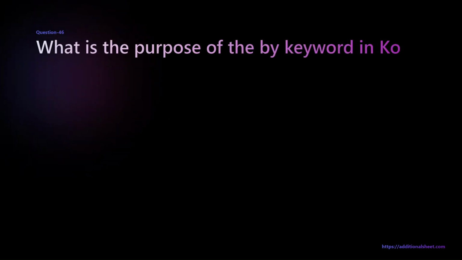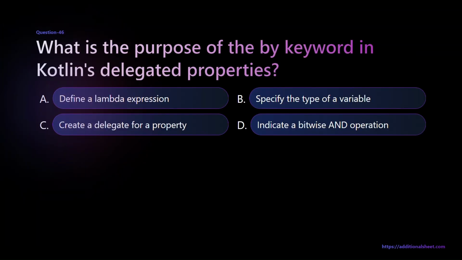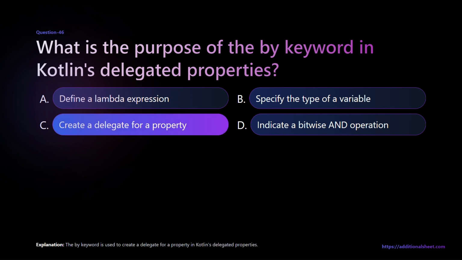What is the purpose of the by keyword in Kotlin's delegated properties? Option A, define a lambda expression. Option B, specify the type of a variable. Option C, create a delegate for a property. Option D, indicate a bitwise operation. The correct answer is option C, create a delegate for a property.